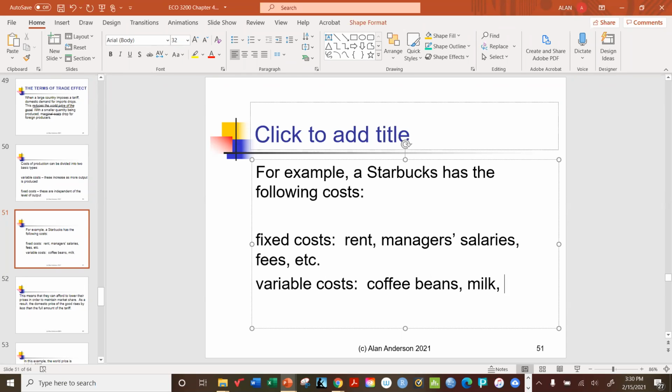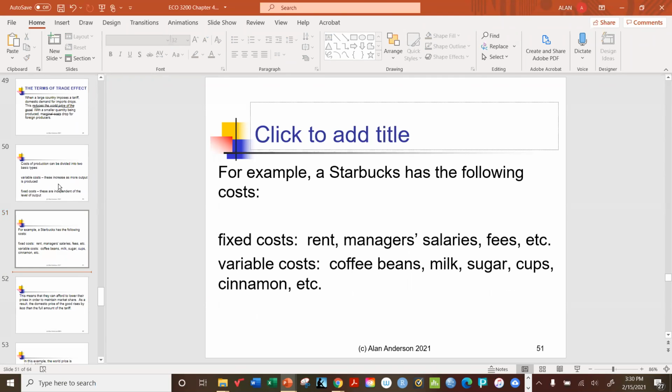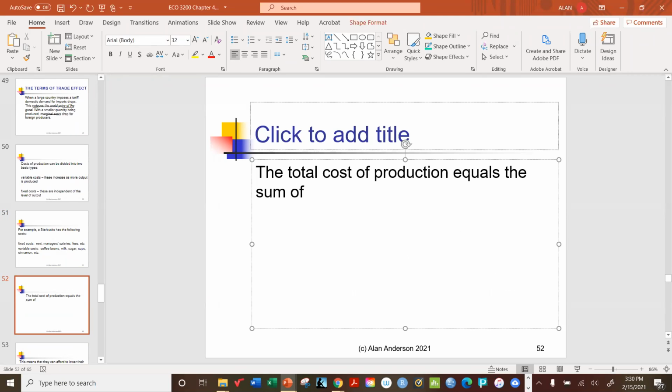How about milk, sugar, cups? How about cinnamon? If we don't sell any coffee, nobody's going to sprinkle cinnamon on it. There's nothing to sprinkle it on, etc. So the total cost of producing Starbucks coffee is just the sum of these two. The total cost of production equals the sum of the fixed and variable costs.